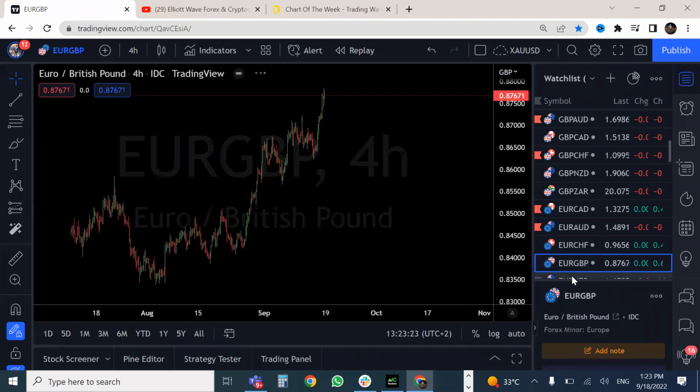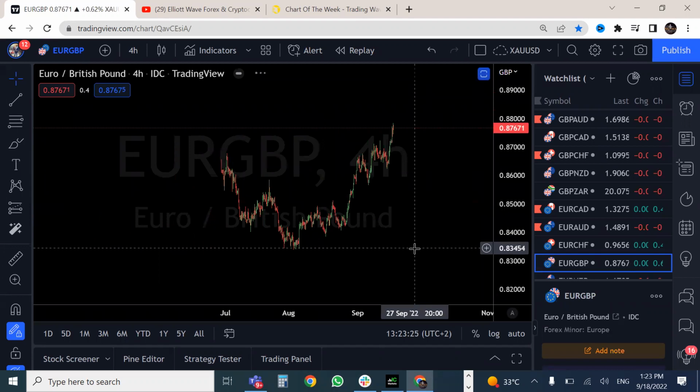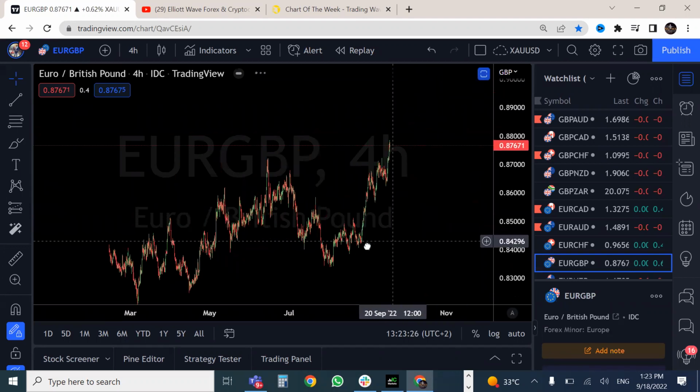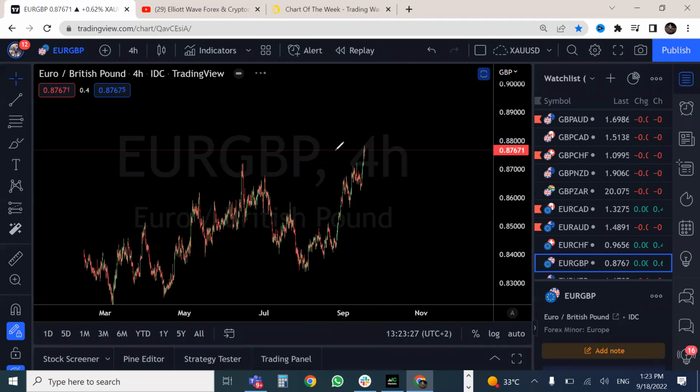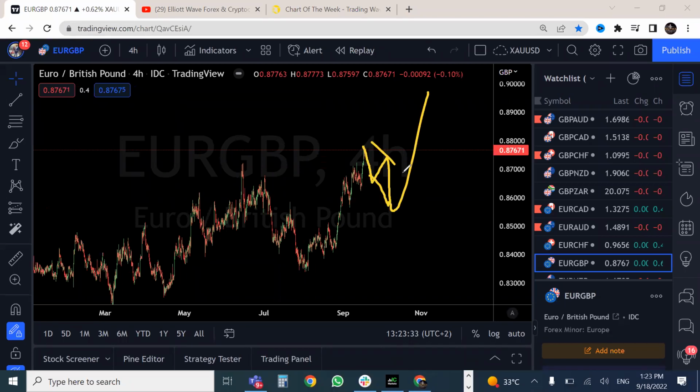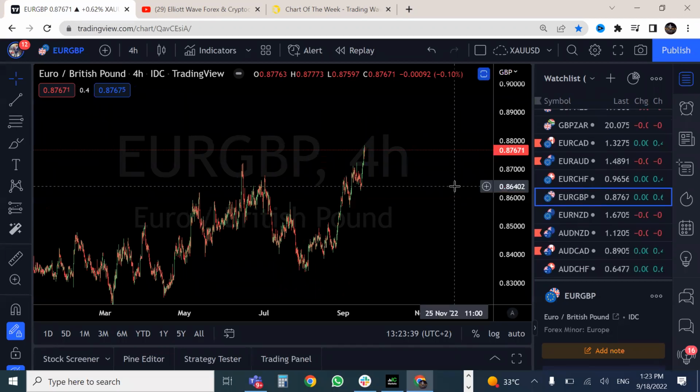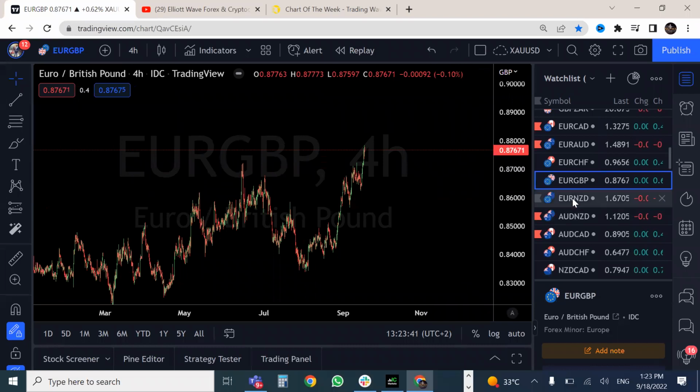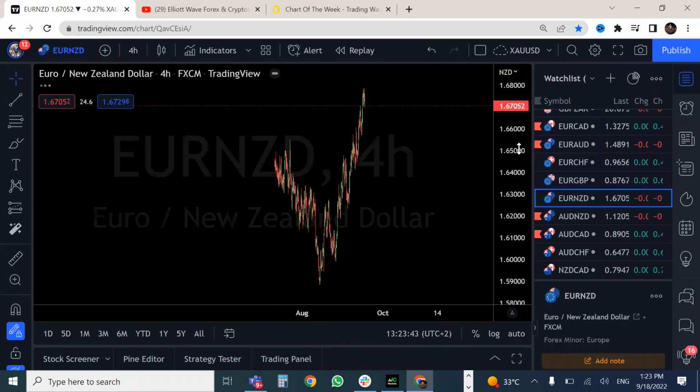Euro pound, you've already seen this one from the trade recaps. This one is just bullish. Any opportunity for you to buy this, take that, but it should give you a nice pullback, a clear structure here as in this size or degree. That is the Euro pound, and the last euro pair is Euro New Zealand.